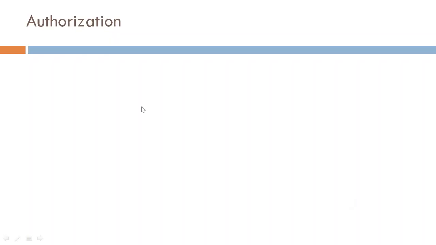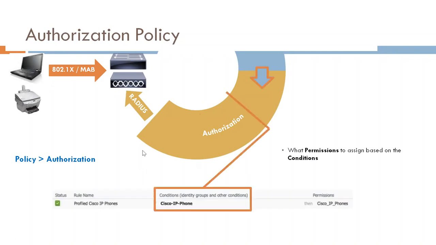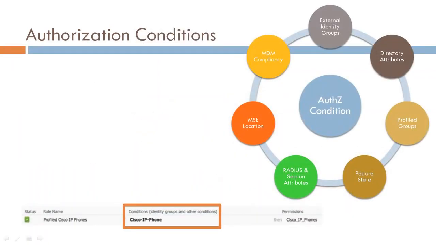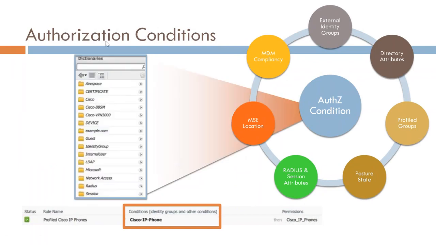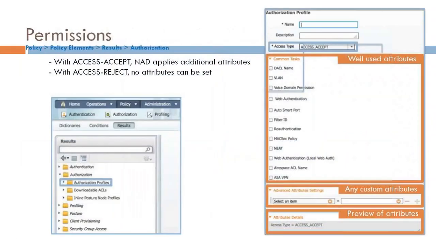Once my authentication is successful, then I have authorization, which means what level of permission I have inside the network. In this recording I'll show you the important types of permissions one by one. We have some authorization conditions, and once we meet those conditions, what type of access do I have inside the network.